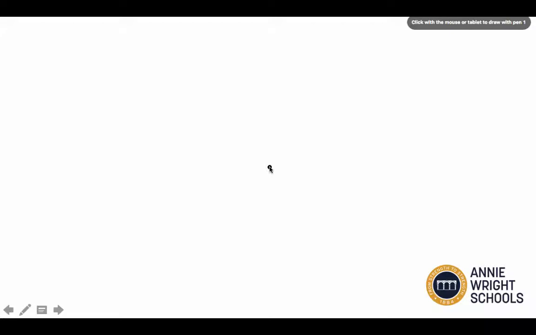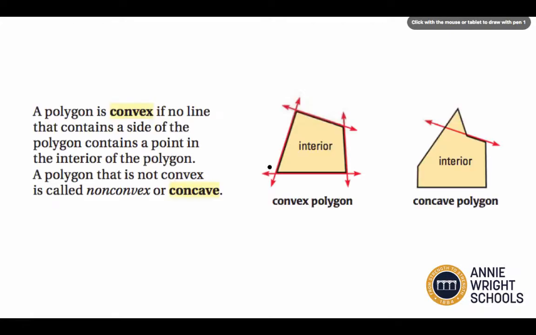Another really important idea with polygons is how do we talk about polygons, about convex and concave? And it's easier to see with this diagram from the textbook. It's a really great diagram. We say a polygon is convex if no line containing a side contains a point on the interior of the polygon. So if you extend this side, it wouldn't hit any point in the interior.